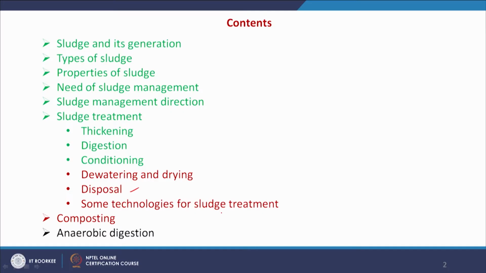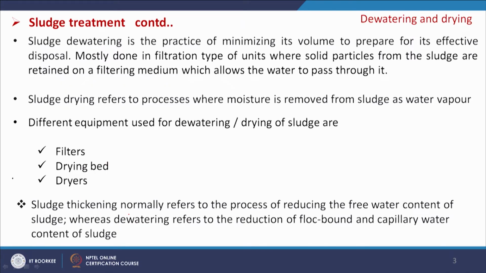Hello everyone, now we will discuss the topic sludge management part 2. In this class, we will discuss dewatering and drying, disposal, some techniques for sludge treatment which are part of sludge treatment, and then we will also discuss composting. Already we have discussed that sludge treatment includes thickening and concentration, digestion, conditioning and then dewatering.